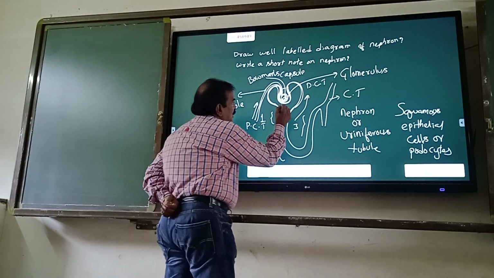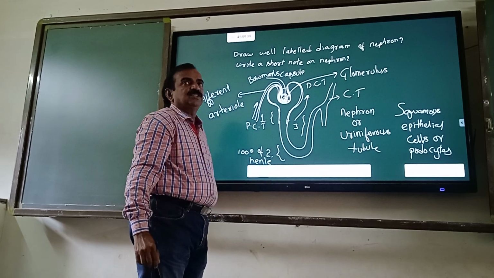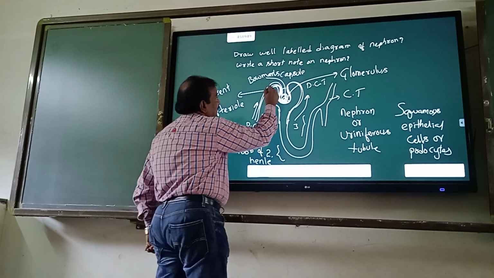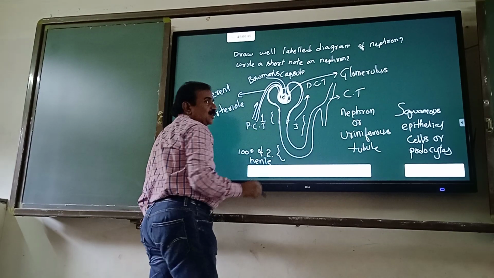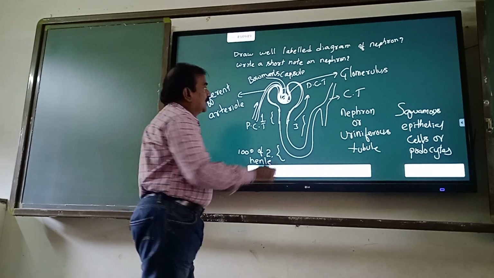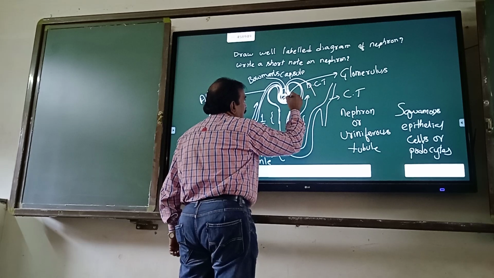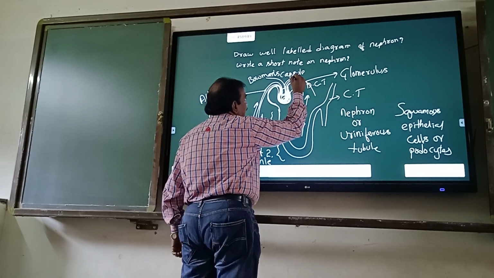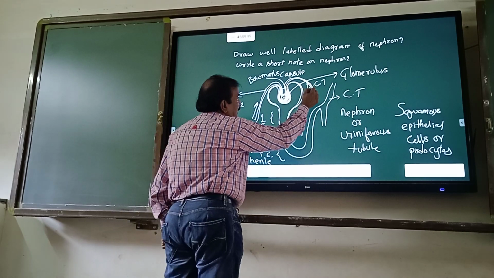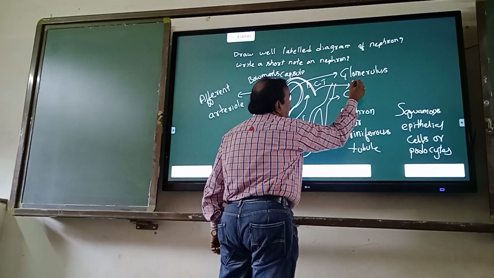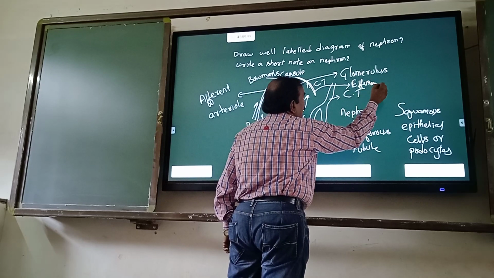So here what are present? Small pores are present, and cells are present. They are called podocytes. When blood enters here, it forms the glomerulus. Here in the glomerulus, blood is filtered. Again, there is another small blood vessel. It has a narrow tube, a narrow diameter. This is called efferent arteriole.